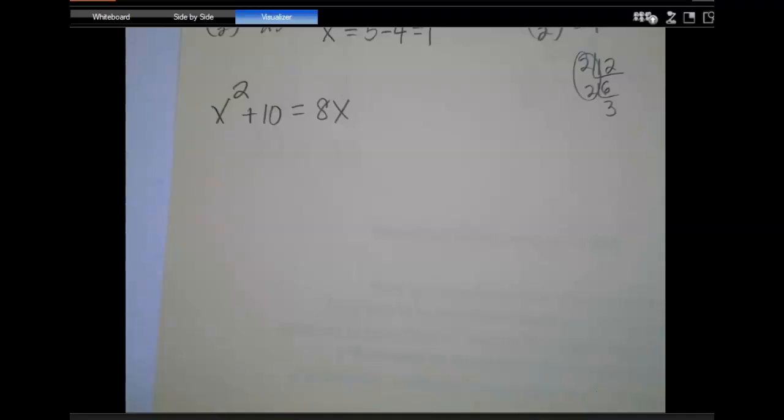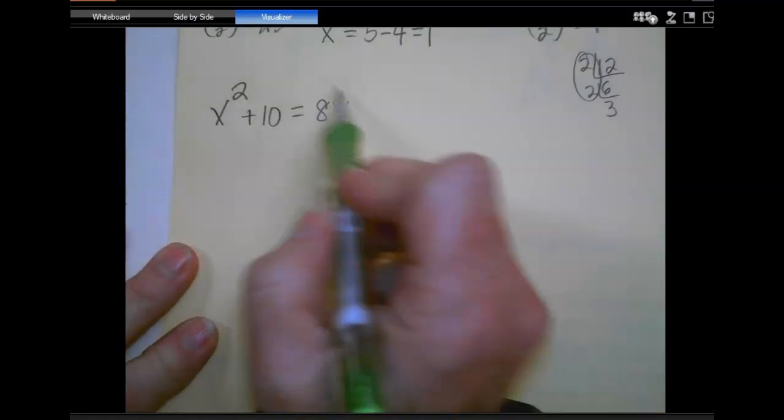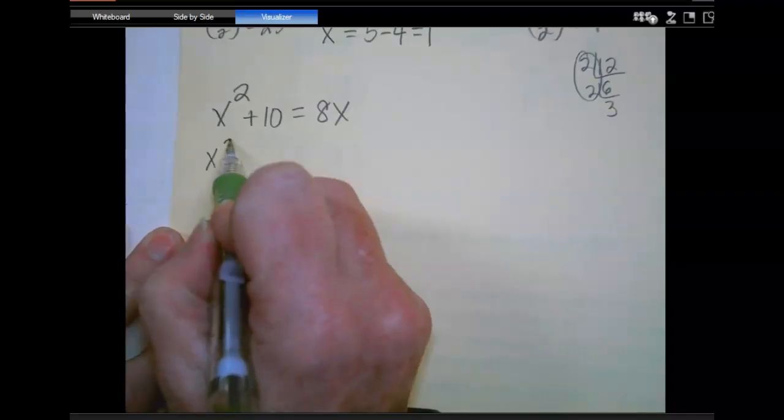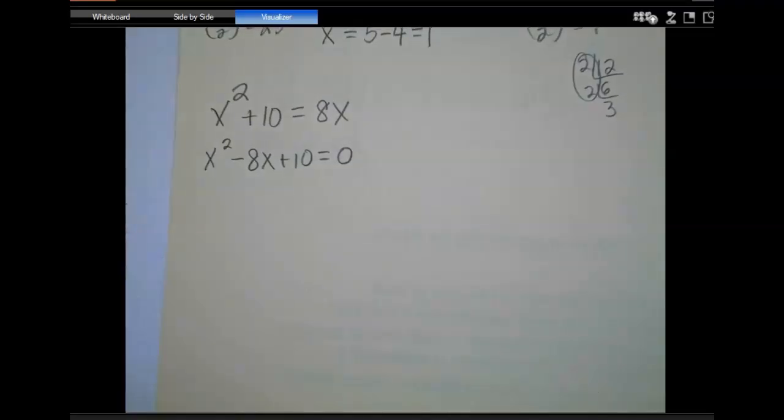So first of all, is it in standard form? No. So where does this 8x need to go? Bless you. So I'm going to get x squared minus 8x plus 10 equals 0. Okay, I want you to try.